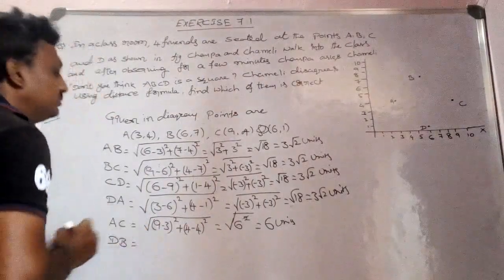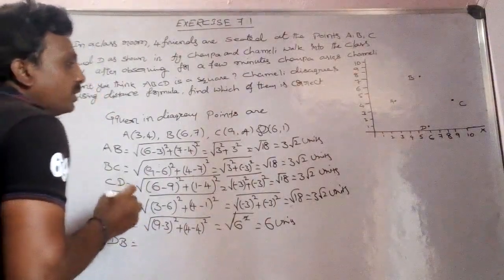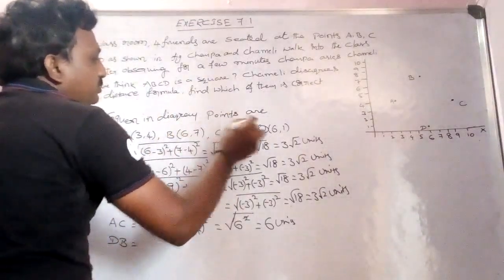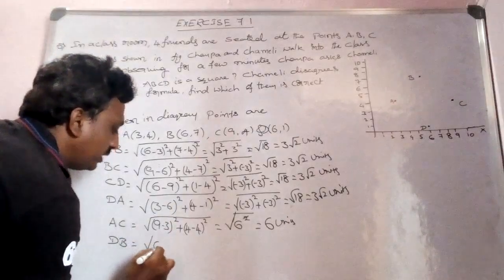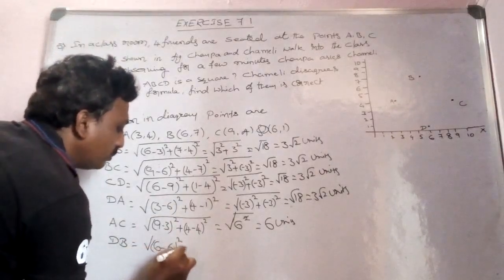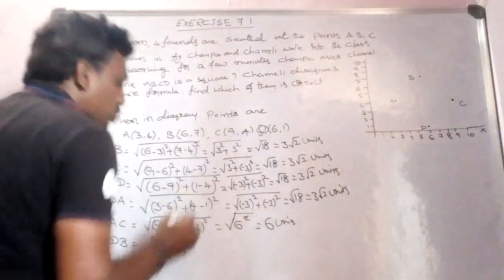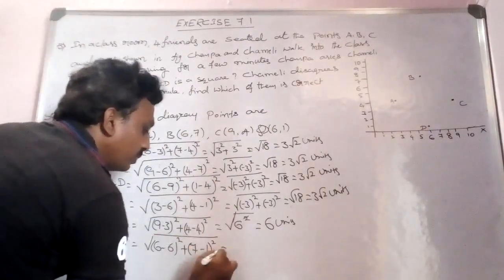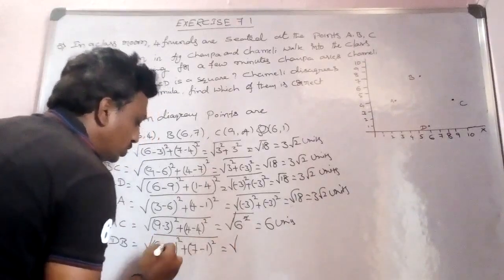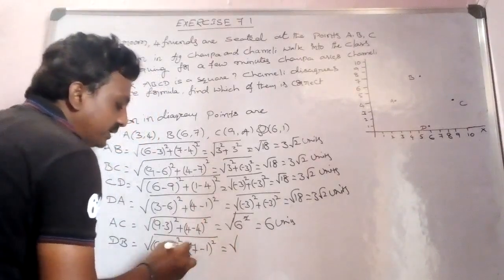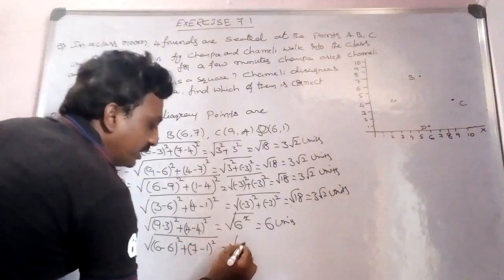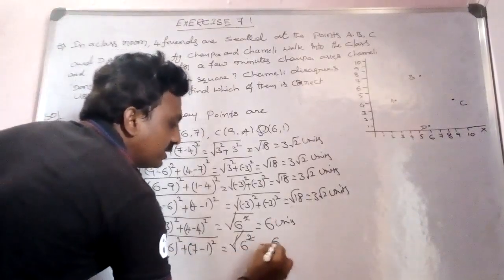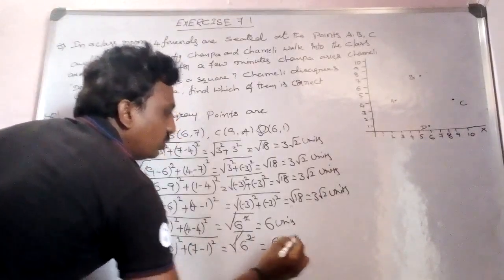Now DB. Distance of DB: 6 minus 6 whole square plus 7 minus 1 whole square. That equals 6 minus 6, 0. 0 square is 0 plus 7 minus 1, which is 6, 6 square. Square and square get cancelled. 6 units.